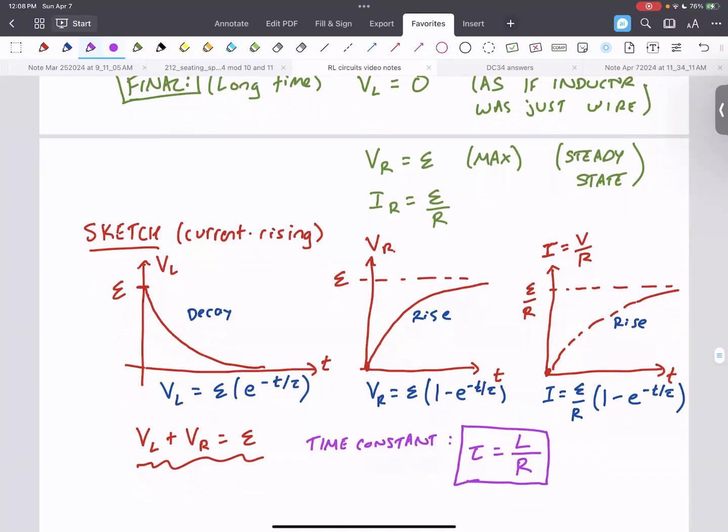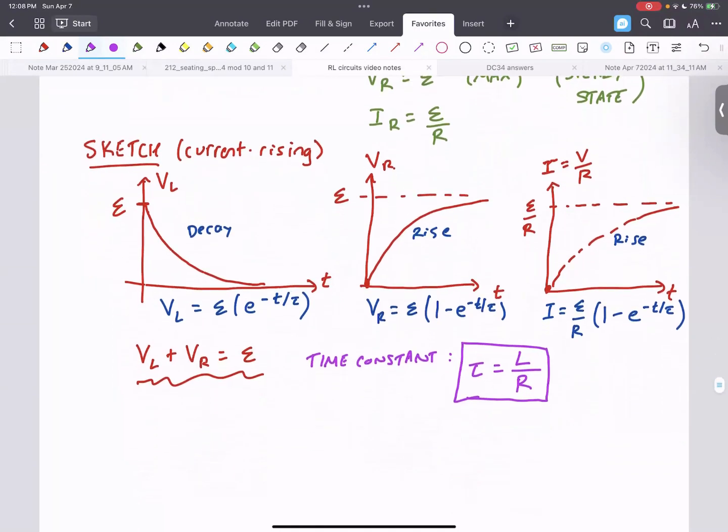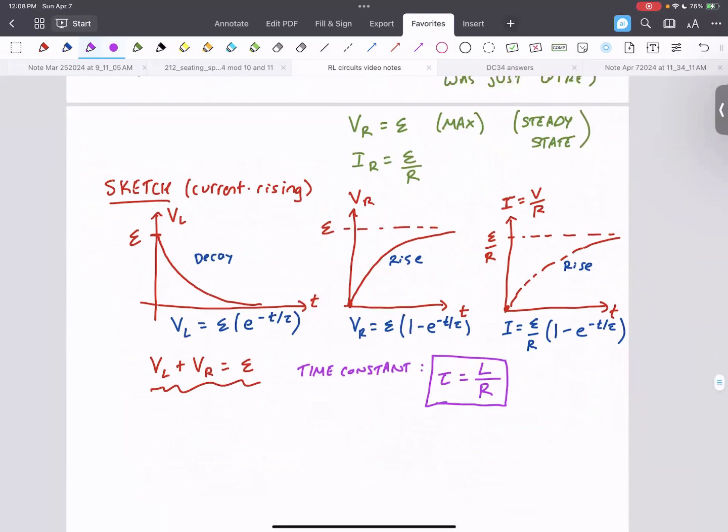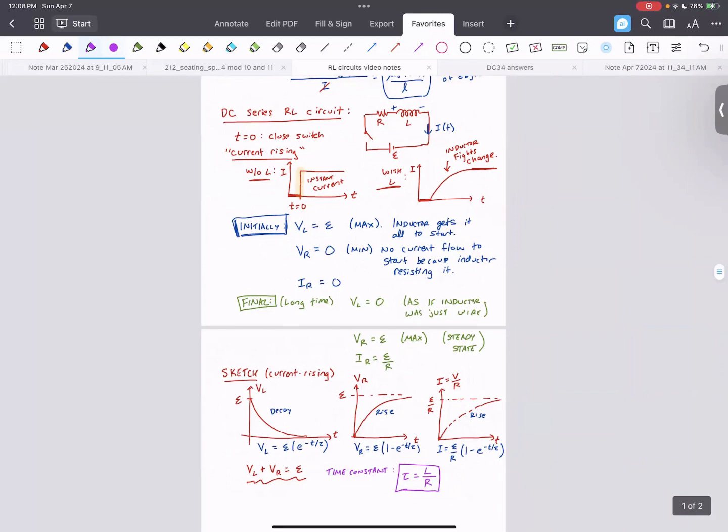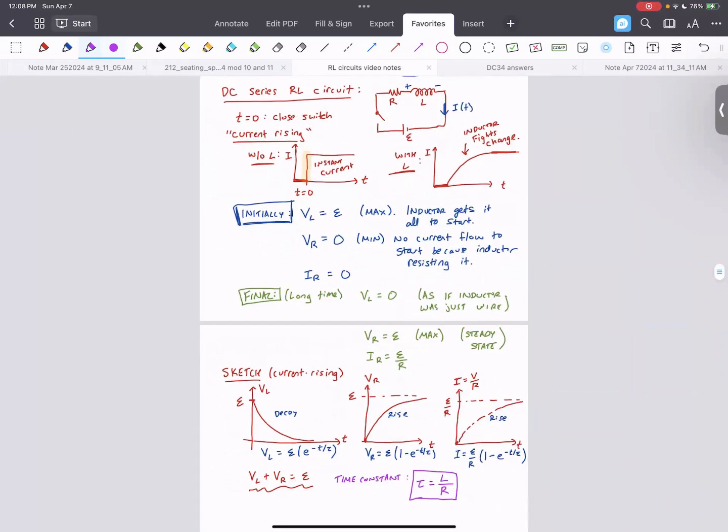So that's the current rising situation. And again, the two voltages add together so that the total is always that source voltage at any amount of time. Okay, so now let's go ahead and look at the current decay. If I zoom out to see all of this, with the current rising here, we had attached it to an EMF, and then we closed the switch, and it fought and fought the current rising, but eventually the current rose up.